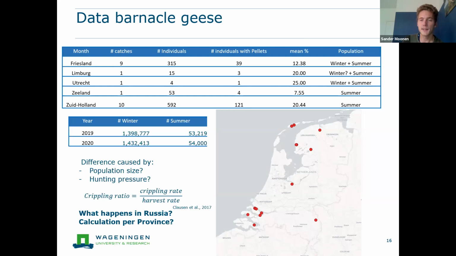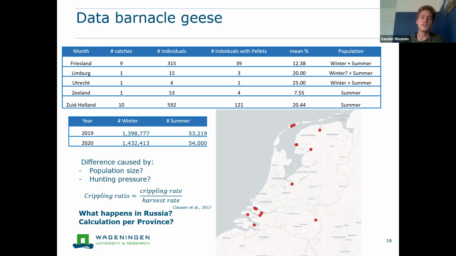We know that in the Netherlands we have a breeding population, which we caught mainly in Zeeland and in Zuid-Holland, which was in summer, in July, so we're definitely sure that these geese are staying within the Netherlands. And as you can see, in Zuid-Holland, the percentage was very high. It was 20%. In Zeeland, it was a bit lower, only 8%, or about 8%. But what does it mean?